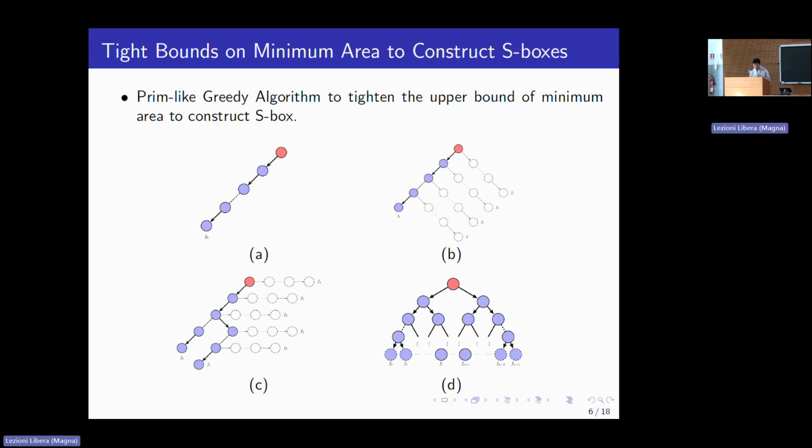Then in this paper, we propose a model to tighten bounds on minimum area to construct S-boxes. First, we propose a Prim-like gradient algorithm to tighten the upper bound of minimum area to construct S-boxes. As we know, each S-box coordinate function is composed of a certain number of logical gates. Meanwhile, different coordinate functions share some of the same gates. Here we transform the construction into a minimum spanning tree problem under graph theory.